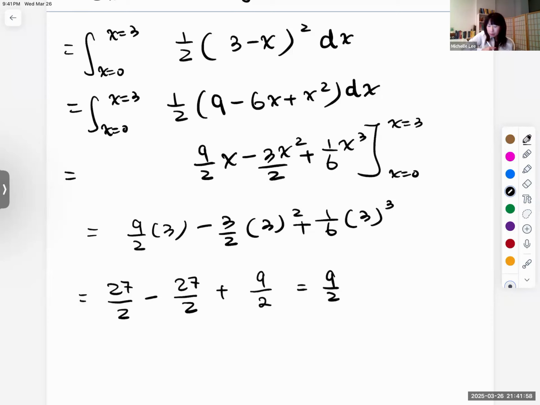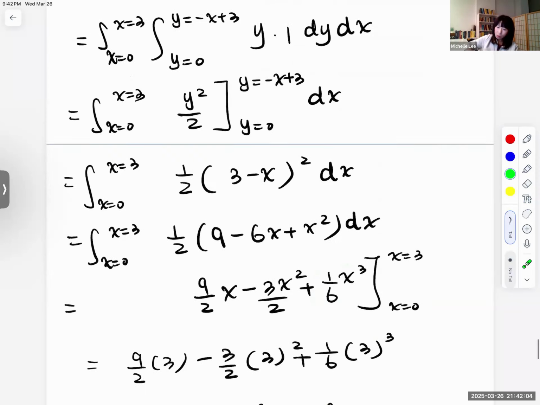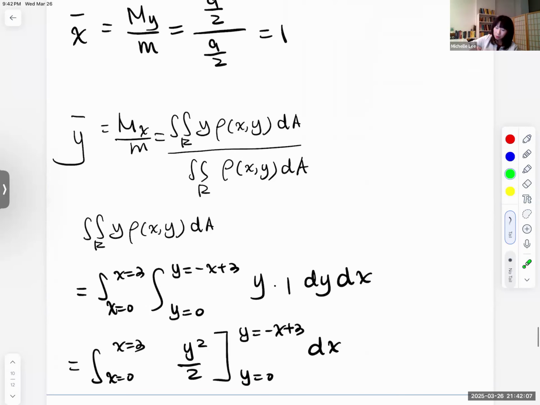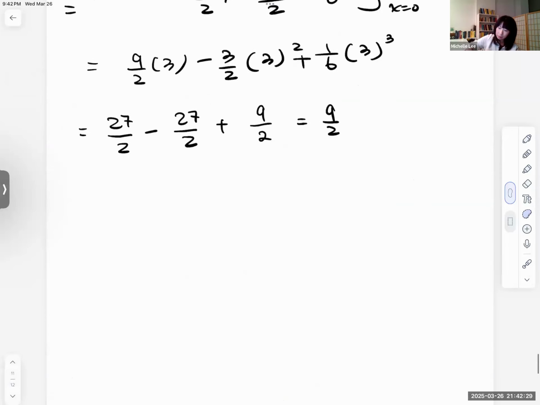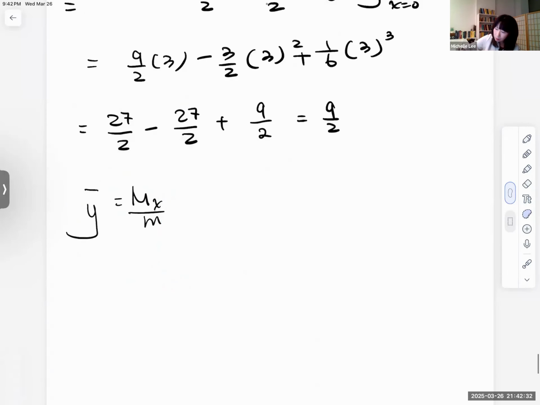So I calculate this one. We have a 9/2, but then we had this one earlier, the mass from the x, so that's also 9/2. So we will have 9/2 over 9/2, which is 1.